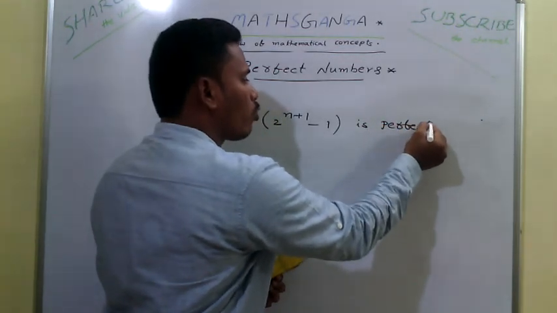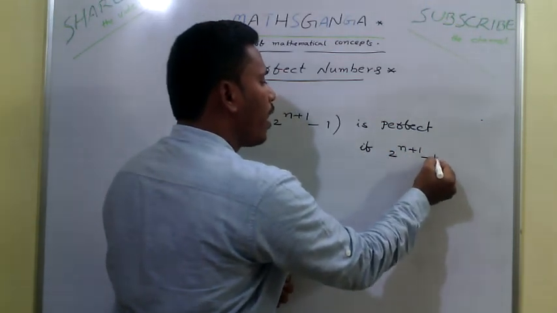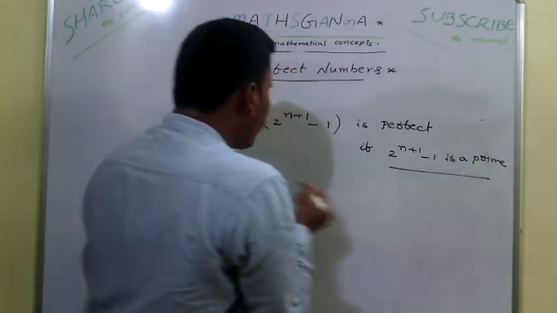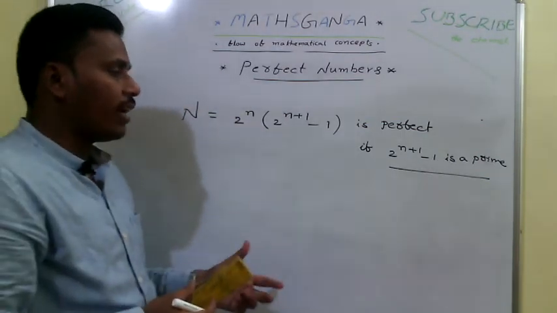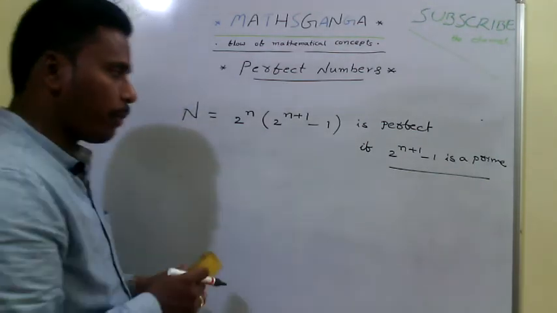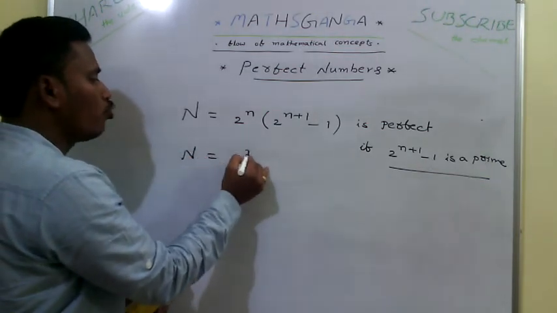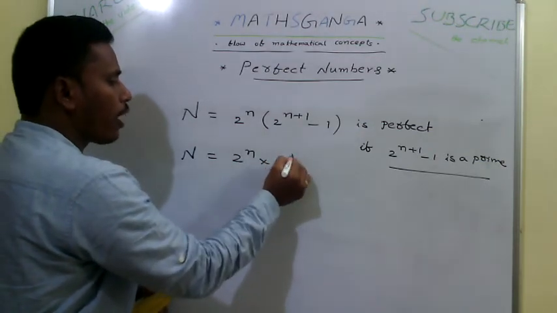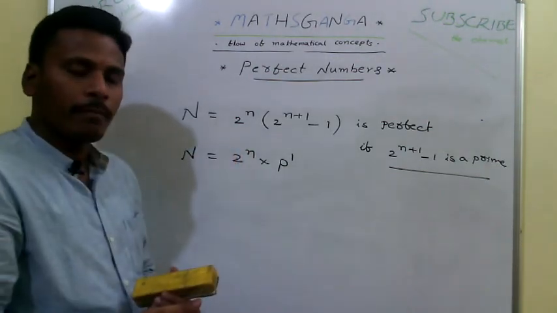For different natural values of n, this number is perfect if 2^(n+1) minus 1 is a prime. If this 2^(n+1) minus 1 is a prime, then Euler mentioned that this is a perfect number. So you just write that number as a prime: n is equal to 2^n into p^1, where this p is of the format 2^(n+1) minus 1. Euler mentioned this as a perfect number.